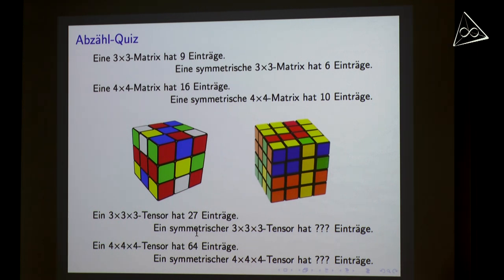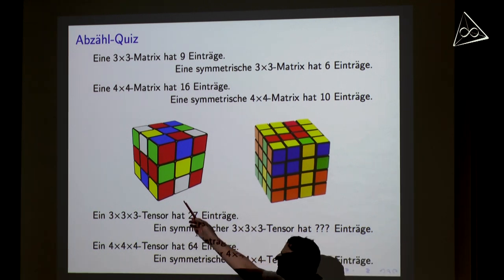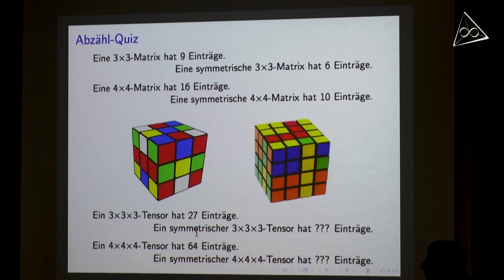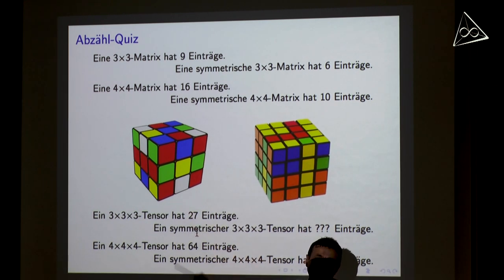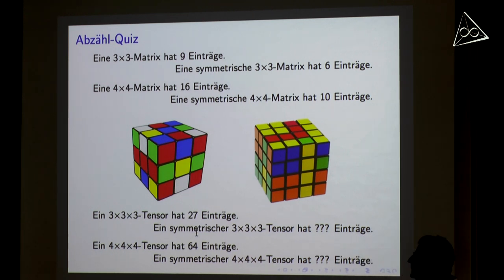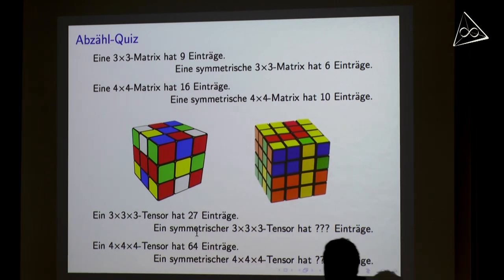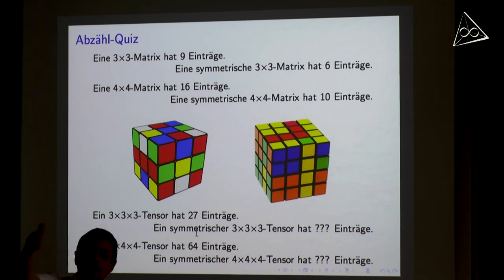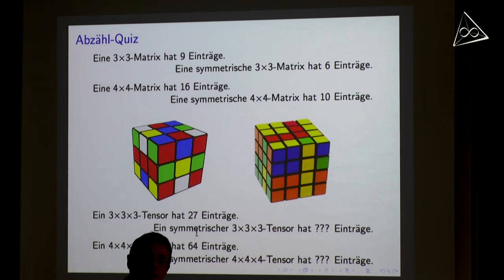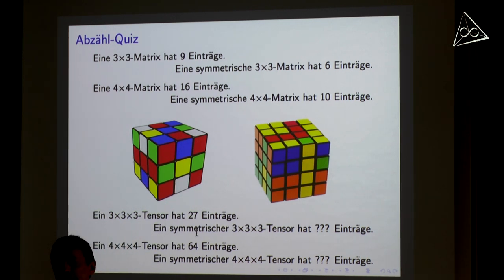If you have a general 3x3x3 tensor, it has 27 distinct entries. But now, suppose this tensor is a symmetric 3x3x3 tensor. How many distinct entries does it have? Or here, the bigger Rubik's cube, so a 4x4x4 tensor has 64 entries. But how many distinct entries does a symmetric 4x4x4 tensor have? I'd like to invite the people in the last row. So what about the symmetric 3x3x3 tensor? Tobias, what do you think? How many distinct entries?